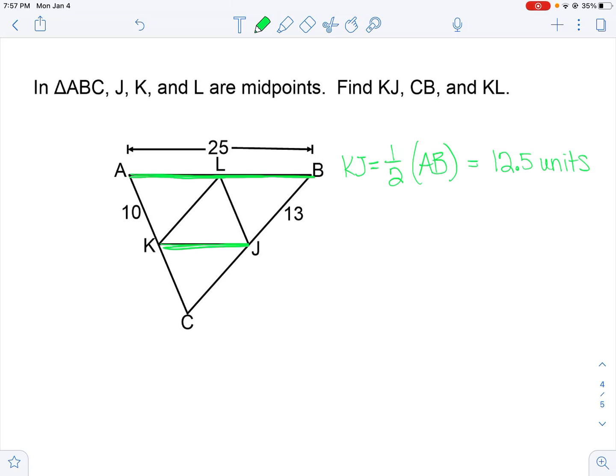All right, let's see where CB is. We want to find the length of CB. Well, I know that JB is 13. I know that J is a midpoint, so that means this is congruent to this. So in order to find CB, I know that CJ is going to equal BJ, so this is also going to be 13. So CB is going to equal 26 units.